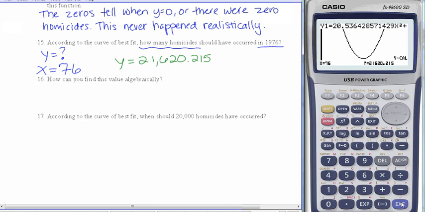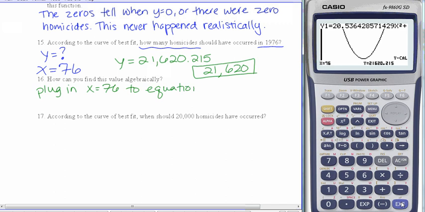I like to write down the nice decimal answer and then also say that that would mean 21,620 homicides. How can I find this algebraically? In number 16, I would plug in x equals 76 to the equation. So if I wanted to, I could also do that in the run menu and just plug in 76 for each of my x's. But that'd be kind of a pain. It's easier to use the calculator to do it for me.